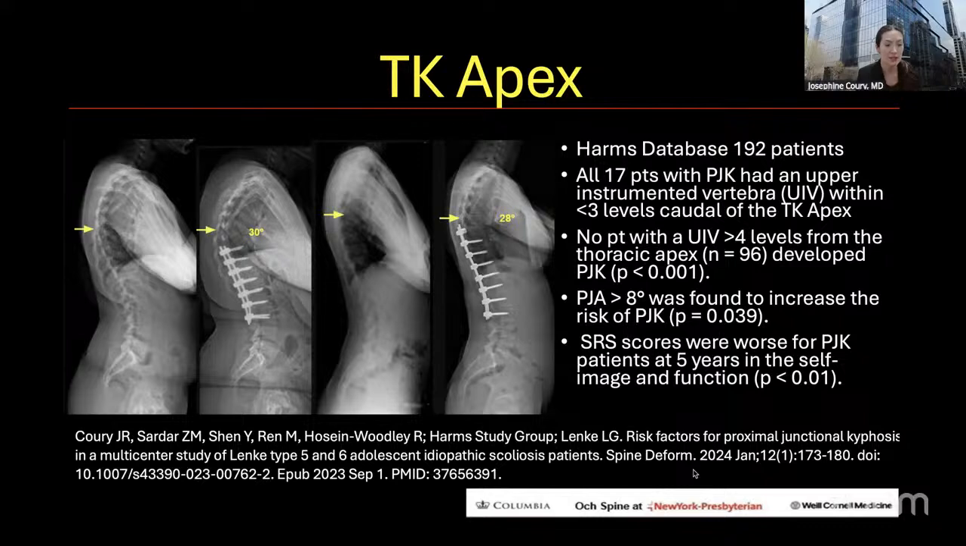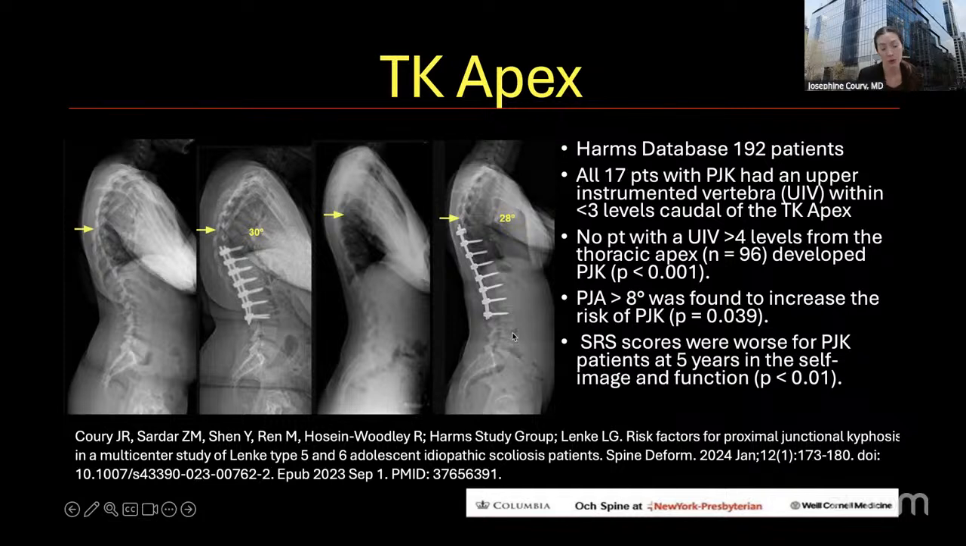And we found that all 17 of the patients in this database who had PJK had a UIV that was within 3 levels of the thoracic kyphosis apex. So once again, looking at the sagittal X-ray is really important. These 2 patients went on to have radiographic PJK, which isn't so terrible. As you can see here, 30 degrees, when you first glance at it, it's hard to imagine that it truly is PJK, but it is if you measure the PJA from pre-op to post-op. But this patient was fused just 1 level below the apex of their thoracic kyphosis, and this patient was basically fused at the apex of their thoracic kyphosis.